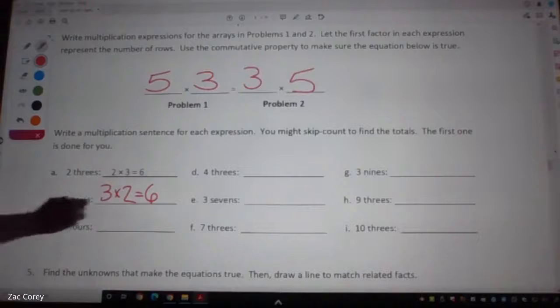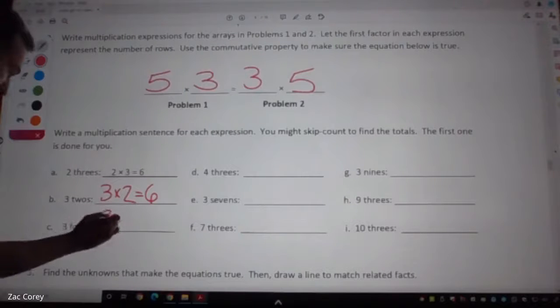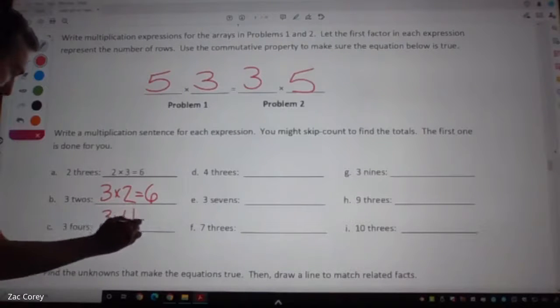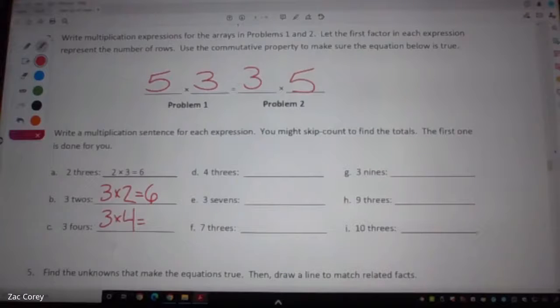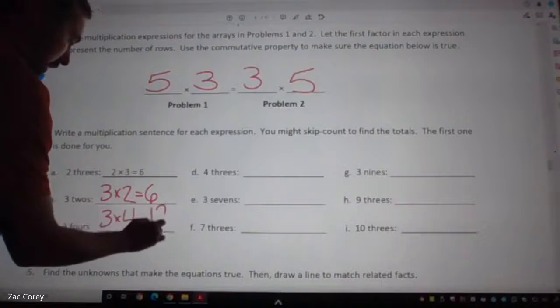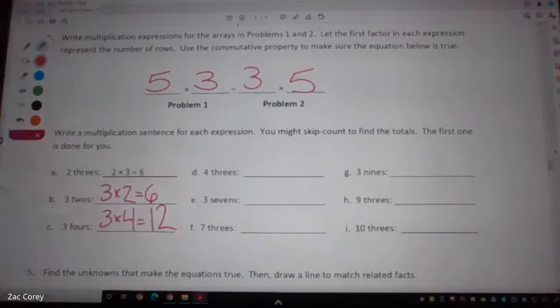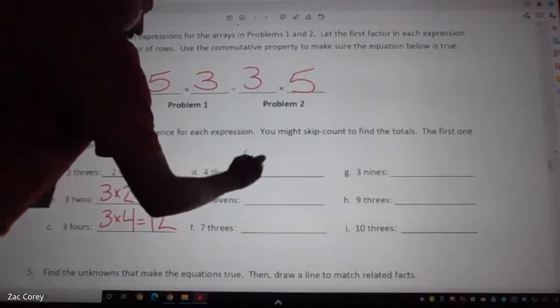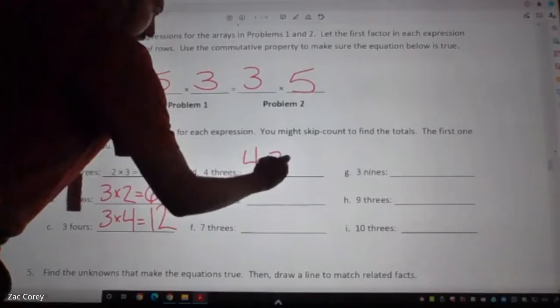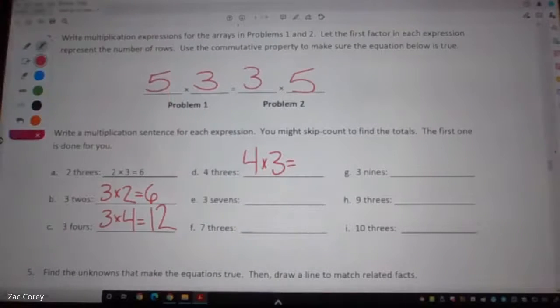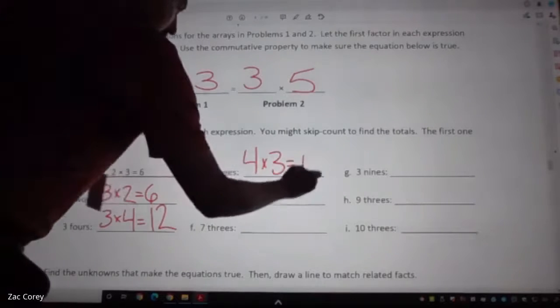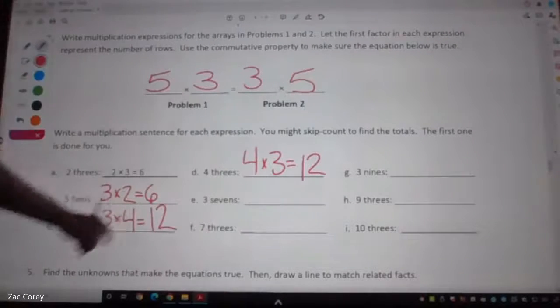3 4s. So 3 times 4. If we count by 4 3 times, 4, 8, 12. Let's jump over to this next one, letter D. What is 4 3 times? That would be 4 times 3. That's telling us to count by threes 4 times. 3, 6, 9, 12. Once again, same answers, right?